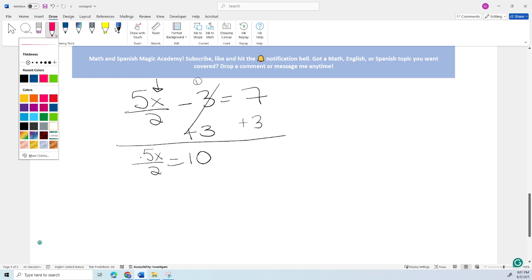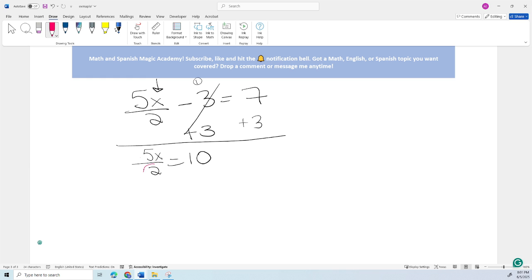Now I have to get rid of, be careful on this part because it's the tricky part. What would I get rid of first, the 5 or the 2? It should be the 2. You always get rid of the denominator first. So the 2 is dividing the 5x. What is the opposite of division? Multiplication. So I'm going to multiply both sides by 2. This cancels out, and I'm going to have 5x on the left side equals 10 times 2, 20.